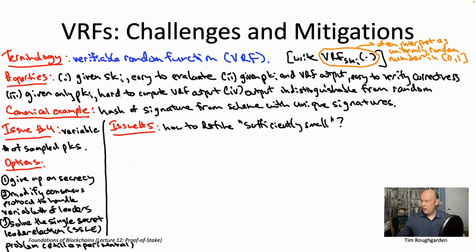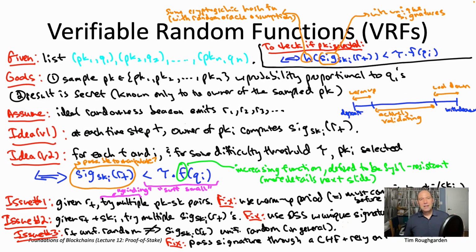So let's remember where "sufficiently small" comes up. Let's go to the previous slide. You want to be looking at the upper right part of the slide, and in particular that blue inequality. And remember, the whole approach to VRF-based sampling is that a public key is considered sampled if and only if that blue inequality is true.